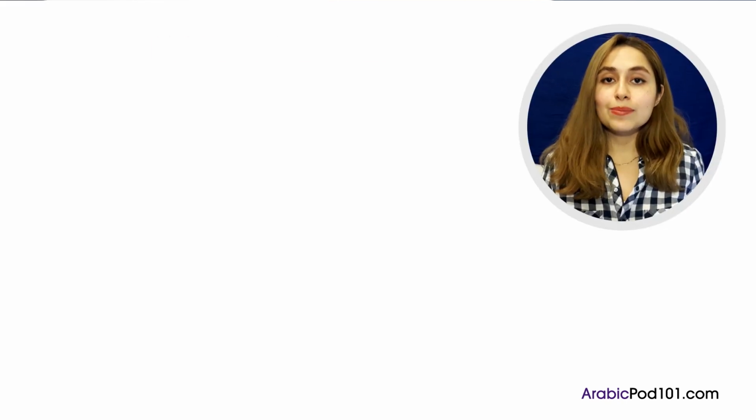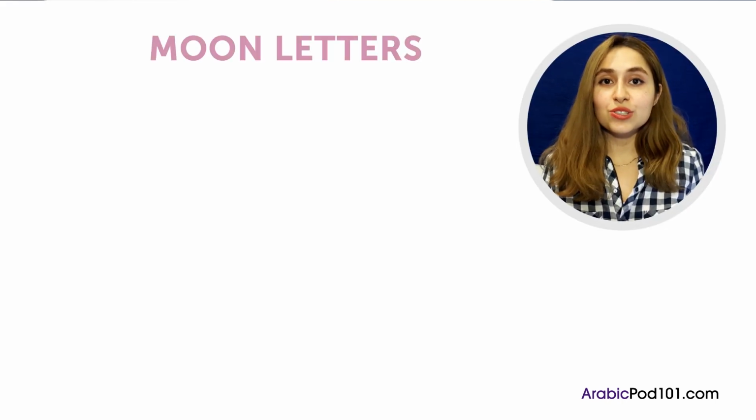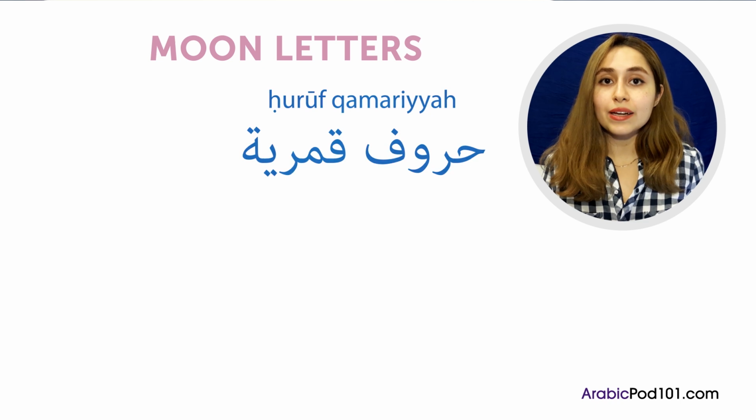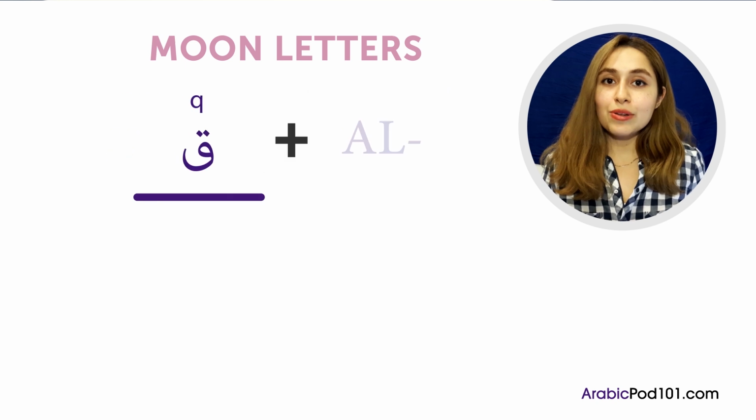Now let's take a look at moon letters. Moon letters are referred to as حروف قمرية, because the letter قاف in the beginning of the word قمر, meaning moon, is itself a moon letter. Moon letters allow the L before them to be pronounced fully as L.